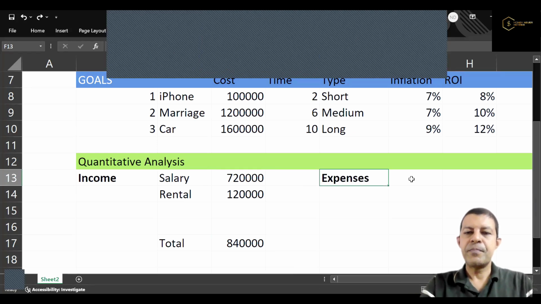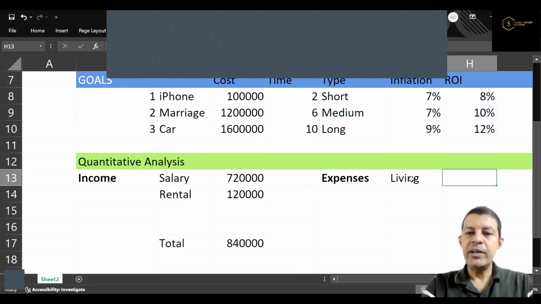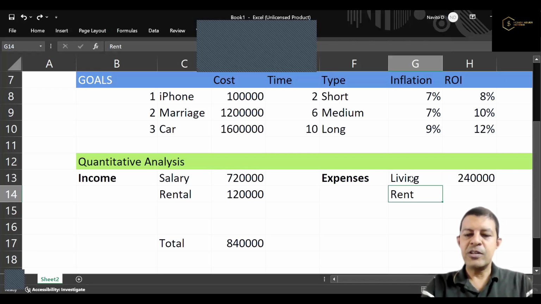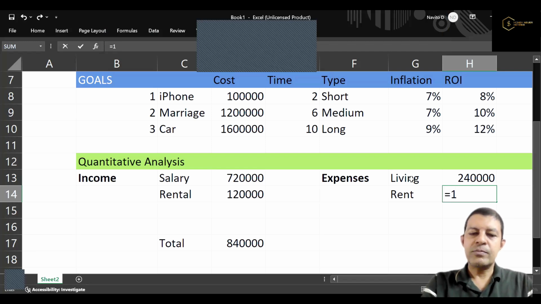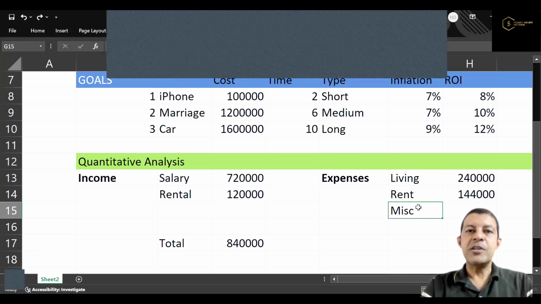And now we're going to find out what his expenses look like. His expenses for living are about 20,000 per month. This is excluding his rent. Rent will be about 12,000 per month, and any miscellaneous expenses, let's assume for this specific example, about 5,000 per month.